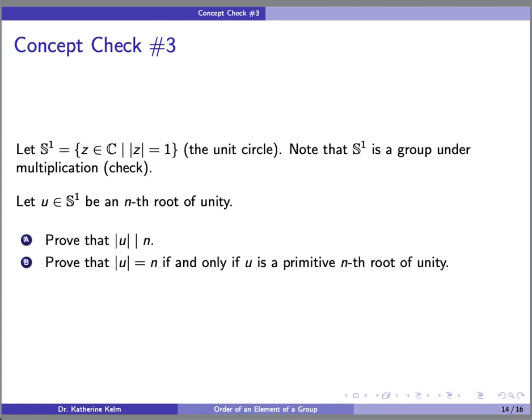One more concept check. Let S1 denote the unit circle in the complex plane. As an exercise, you should convince yourself that S1 is a group under multiplication. Now let U be an nth root of unity. Prove that the order of U in S1 divides n. And part B, prove that the order of U equals n if and only if U is a primitive nth root of unity. So pause the video and come back when you're ready.